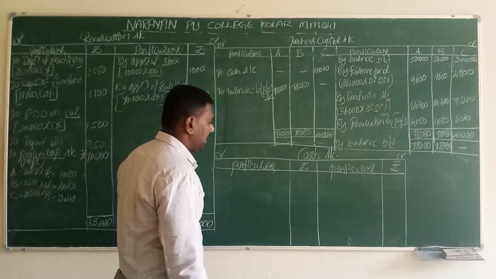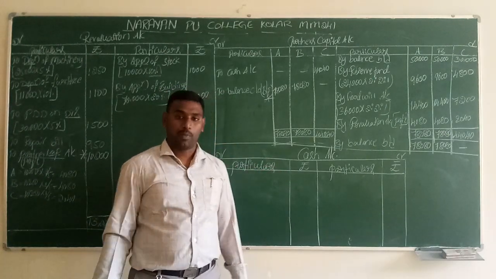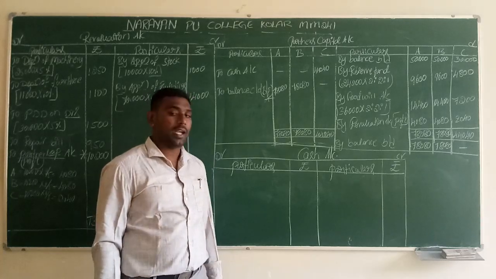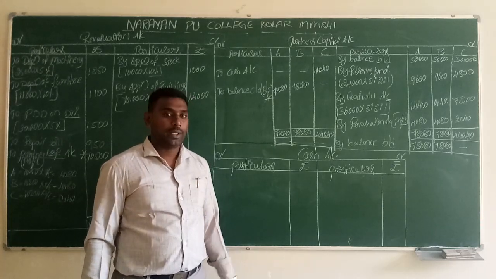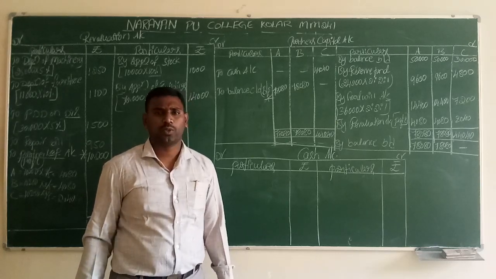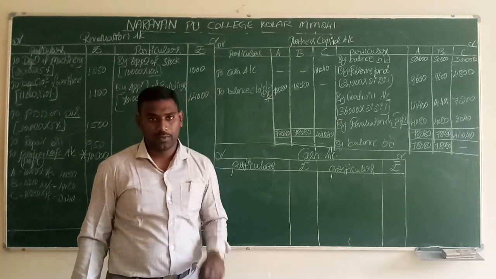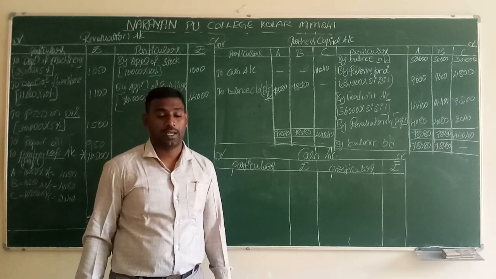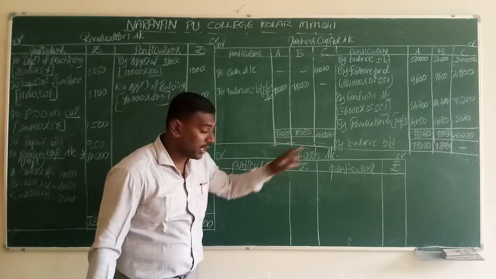Debit side. Particulars, amount. Particulars, amount. Let's complete this account. For each and every account, we should transfer the opening balance in the first step only. So here we are preparing the cash account.